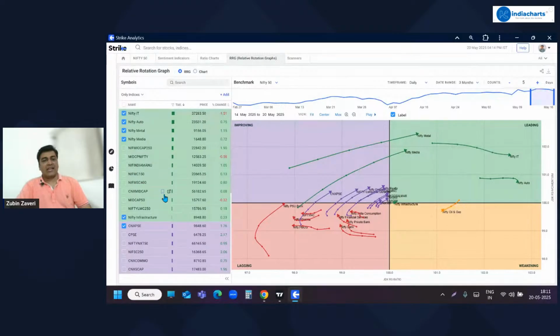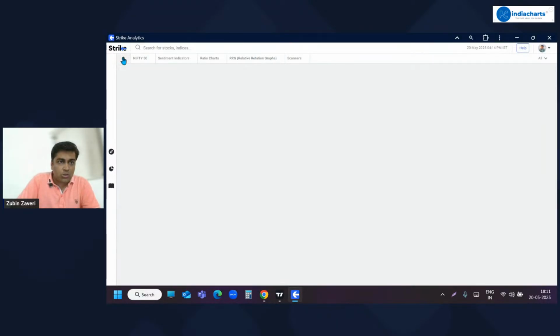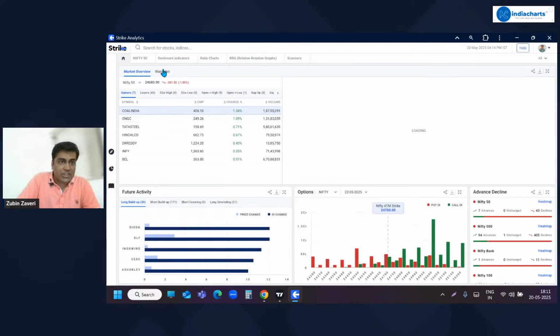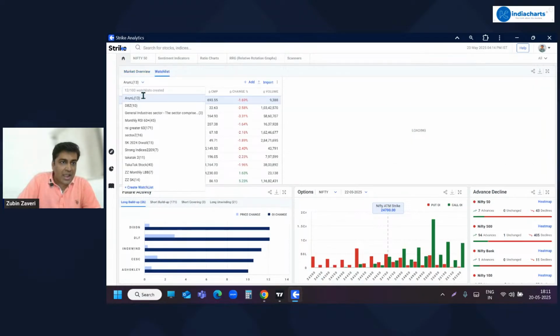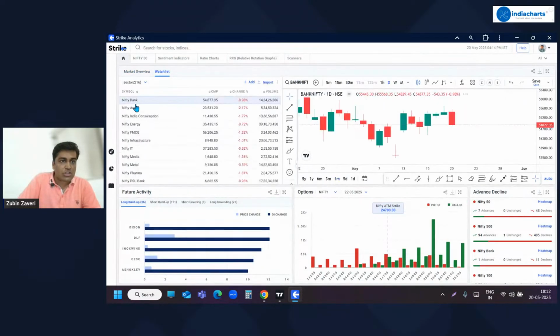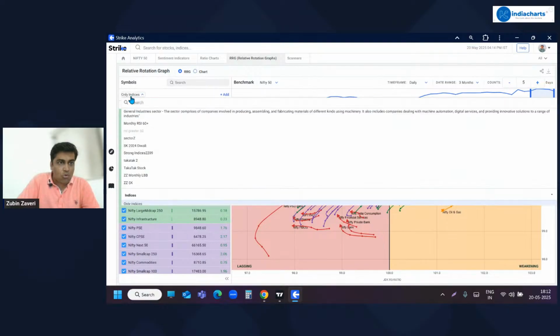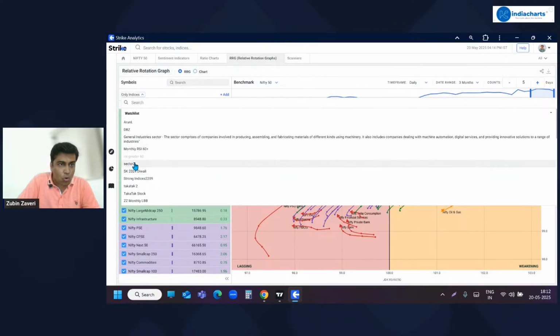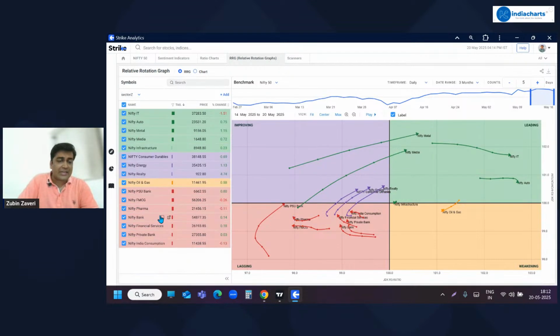Another thing you can do is come to the home page, and on the home page you can create a watch list. In this watch list I have created a watch list of 16 sectors like this. Once you create a watch list, you can come back to RRG, and from Only Indices you can select your own watch list. If you have a watch list of your own stocks, you can also put that. Or you can simply create a watch list of these 16 sectors, so that there is not much clutter on this particular chart.